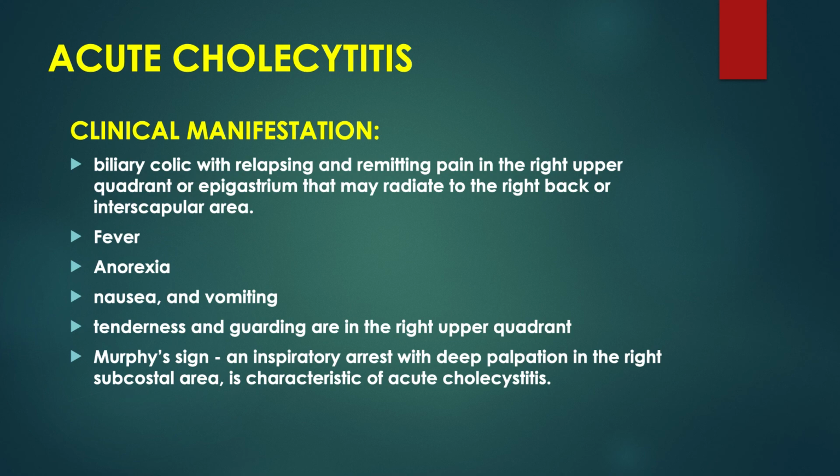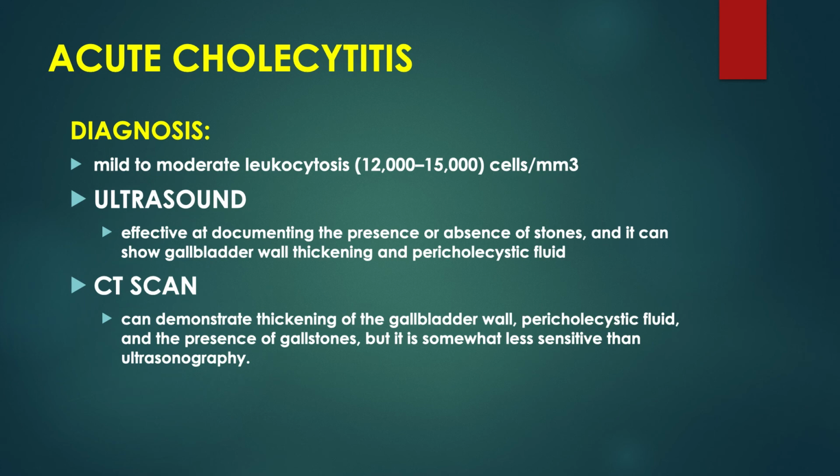On physical examination, tenderness and guarding are usually present in the right upper quadrant. A mass, the gallbladder and adherent omentum, is occasionally palpable. However, guarding may prevent palpation of these. Murphy's sign is an inspiratory arrest with deep palpation in the right subcostal area. This is characteristic of acute cholecystitis. Laboratory evaluation commonly reveals a mild to moderate leukocytosis.